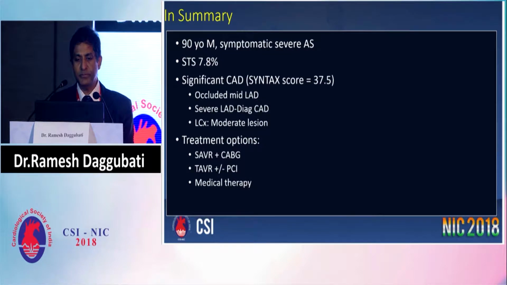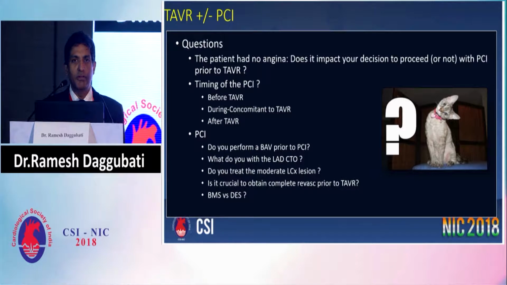So here in summary we have a 90-year-old male patient with symptomatic severe aortic stenosis, STS 7.8, and significant coronary artery disease, SYNTAX score of 37.5, and an occluded mid LAD, which is a CTO, severe LAD diagonal coronary artery disease, circumflex has a moderate lesion. And treatment options are surgery plus bypass surgery, TAVR plus or minus PCI, or medical therapy. Obviously we are in a TAVR session, so we are going to talk about TAVR.